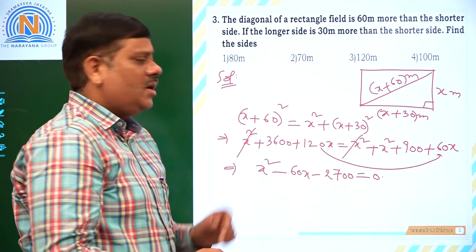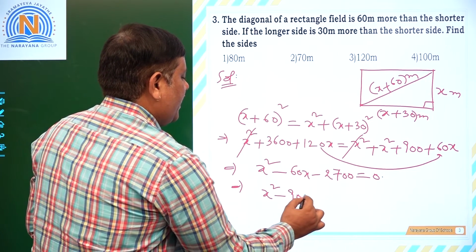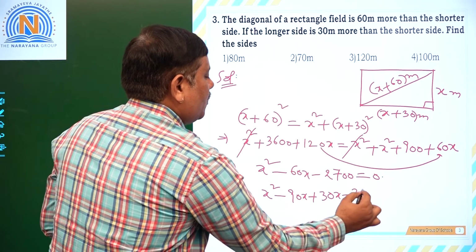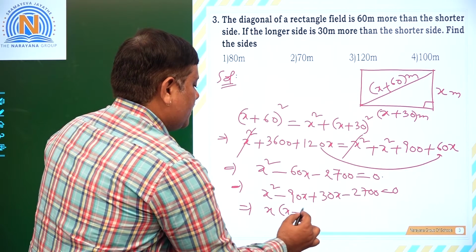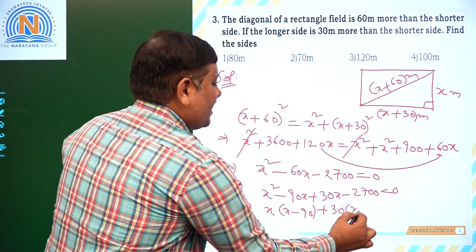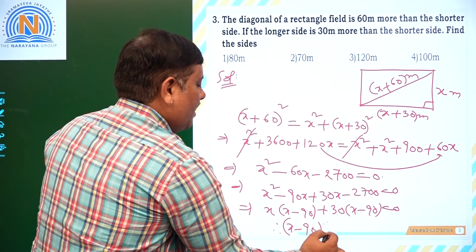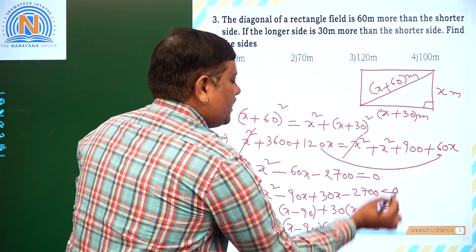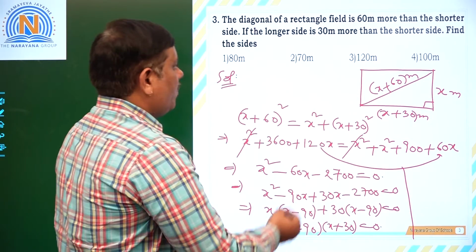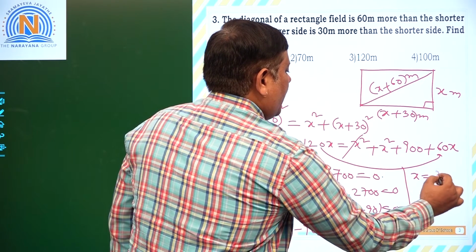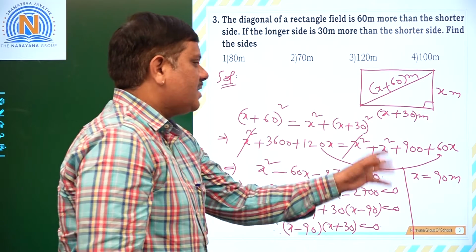Now this is to be factorized. How to factorize it? It can be written as x square minus 90x plus 30x minus 2700 is 0. This is how we can factorize it, right? That is otherwise x of x minus 90 plus 30 into x minus 90 is going to be 0. Therefore here we have x minus 90 times of x plus 30 is 0. So with this information, what you can take? You can take x is equal to 90 meters, or other value is x is minus 30. That is not a valid value. So x is 90 meters.